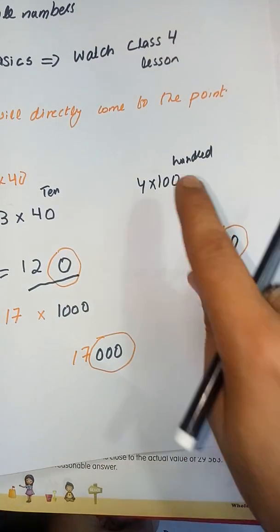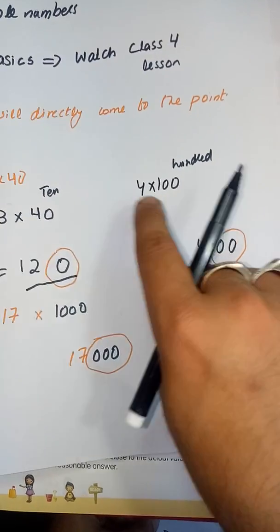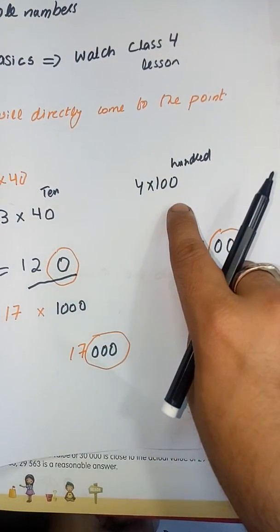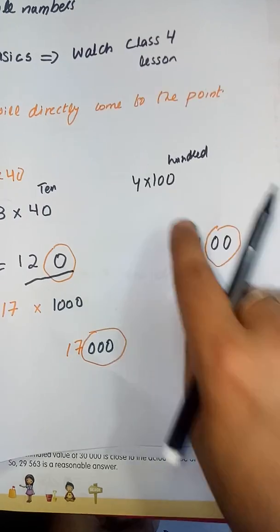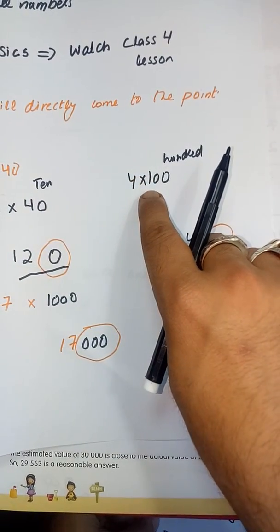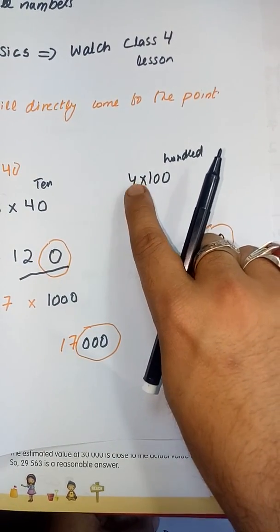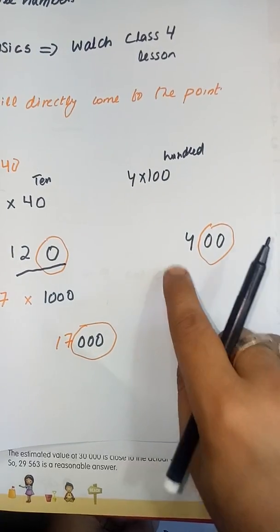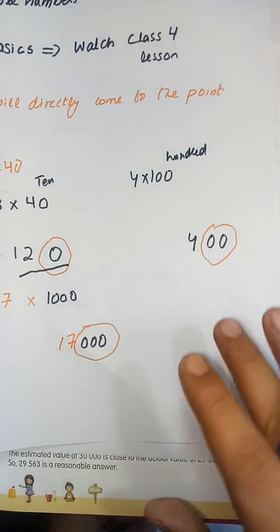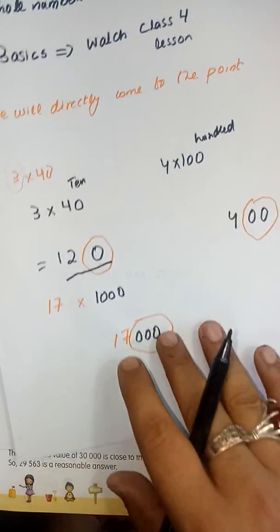Again the rule will be the same, but we have two zeros here. In 10 we had one zero, in 100 we have two. So we're gonna use these two zeros right here. Then the only remaining number in 100 is 1. 4 into 1 is 4. So 400 will be the answer. You can verify from another method as well. So this is the shortest way.